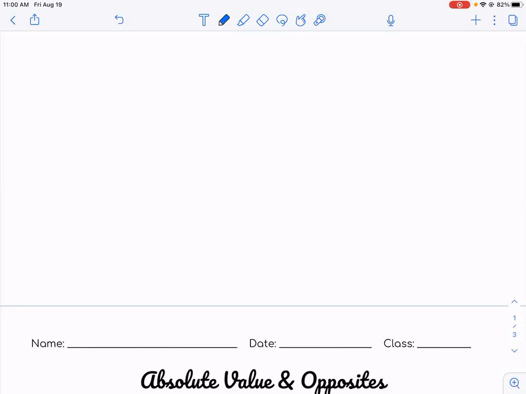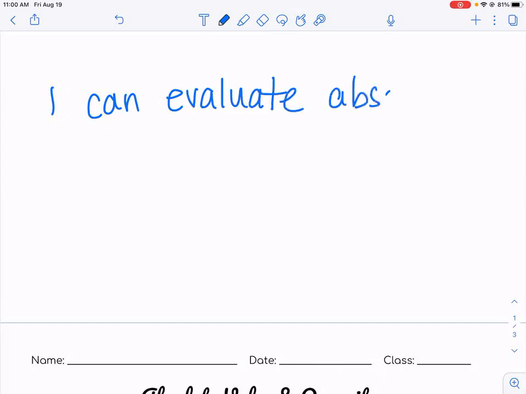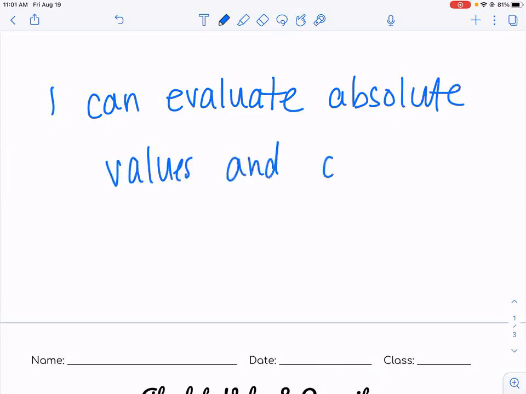Integers, order of operations, absolute value, opposites. Those are the kind of words that we're going to be working with. Okay. So today, as you can see over on our board, we are going to be focusing on absolute values and opposites. So today, when you walk out of here, I want you to be able to say, I can evaluate absolute value and opposite. Okay, you know how to work with those with numbers.